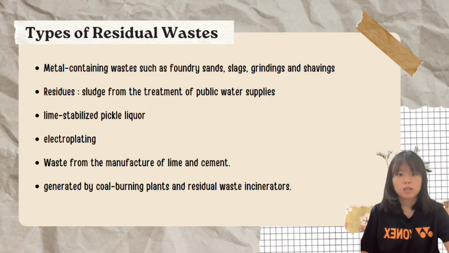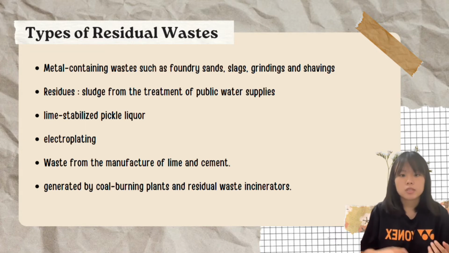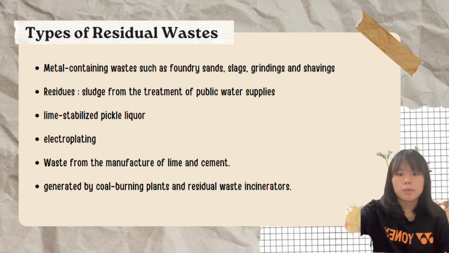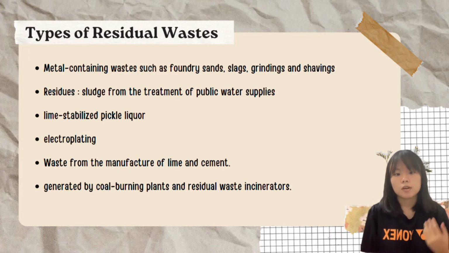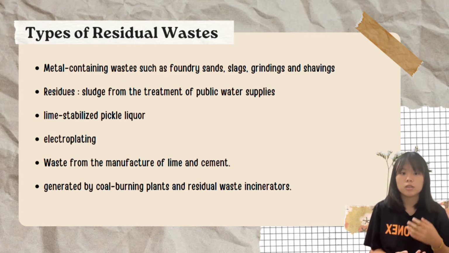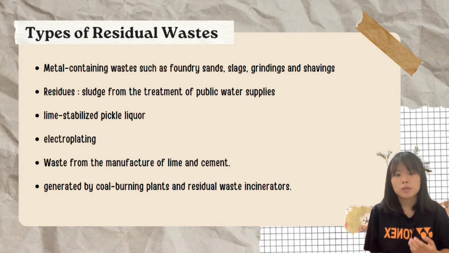Next, what are the types of residual wastes? There are different types. First, metal-containing wastes such as foundry slag, grinding and shaving. The next is sludge from the treatment of public water supplies, lime-stabilized pickle liquor, electroplating waste, waste from the manufacture of lime and cement, and the last one is waste generated by coal-burning plants and residual waste incinerators.